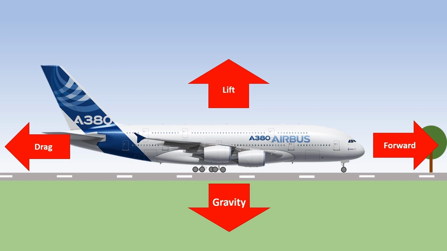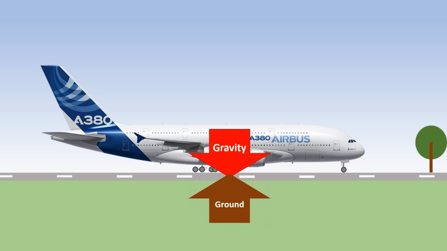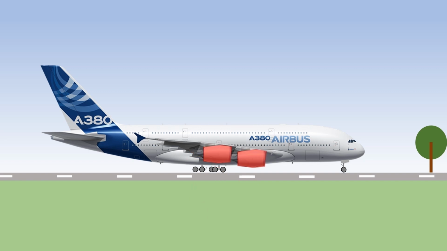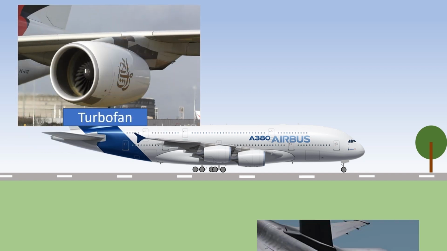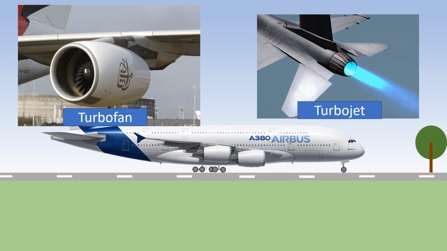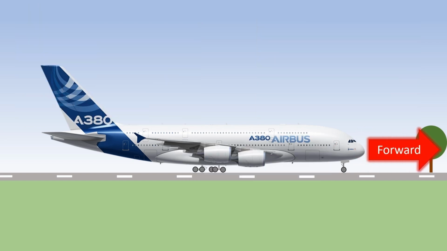Since the aircraft is not moving, there is no thrust, drag, or lift. The weight, or gravity, is simply supported by the ground. Now let's start the engine. There are many types of aircraft engines, such as turbofan, turbojet, and propeller engines. They all have the same main purpose, to provide thrust to move the aircraft forward.